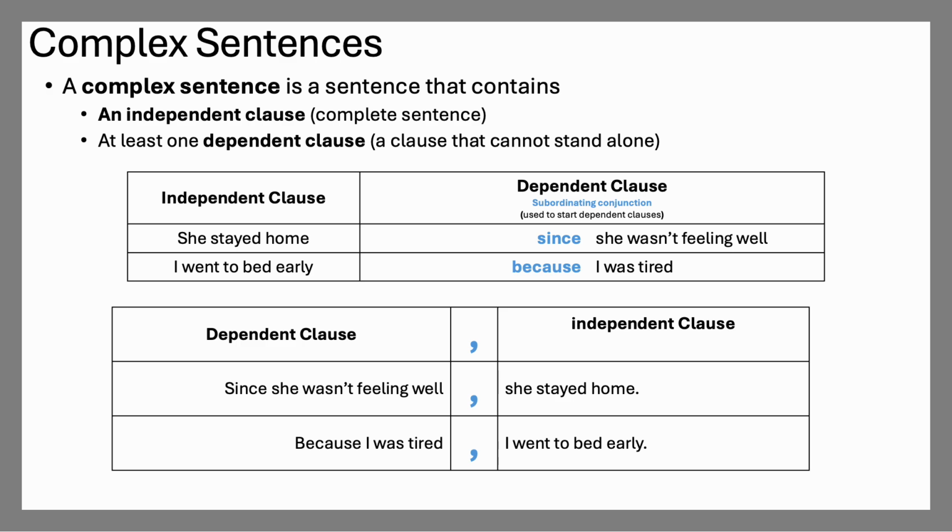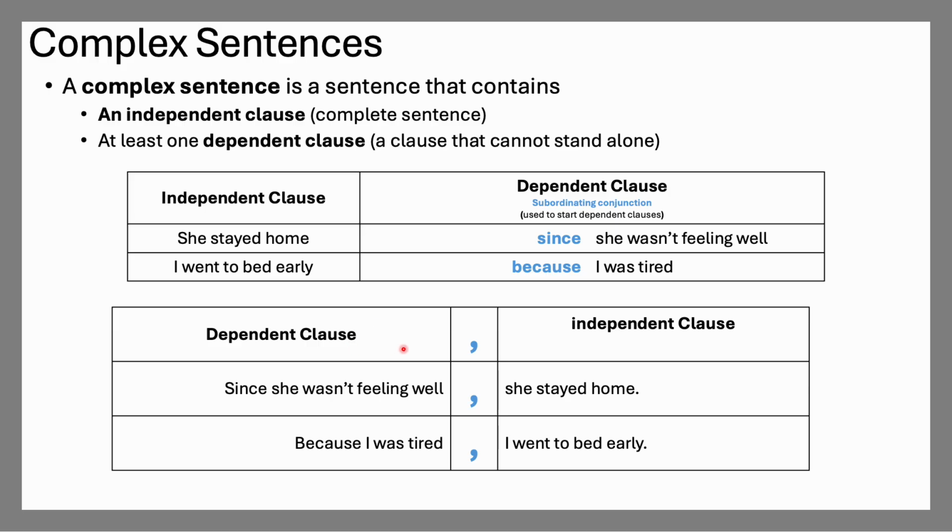And so there's 2 ways to write complex sentences. Now you can write it with your independent clause first and then your dependent clause. And for that, you're not going to see any type of punctuation, but you are going to see a subordinating conjunction that connects them. So that's a subordinating conjunction, and it's used to connect that dependent clause. So for instance, our example here is she stayed home since she wasn't feeling well. The next one is I went to bed early because I was tired.